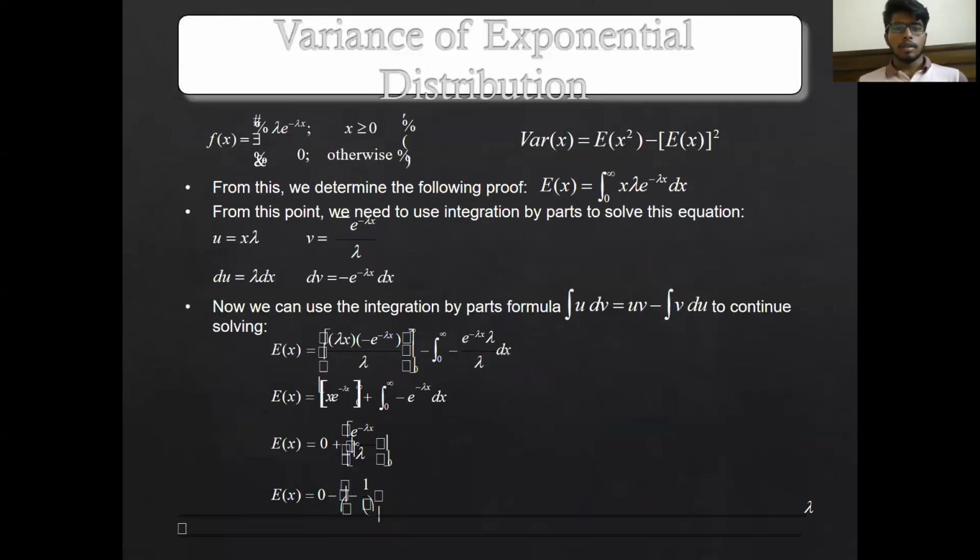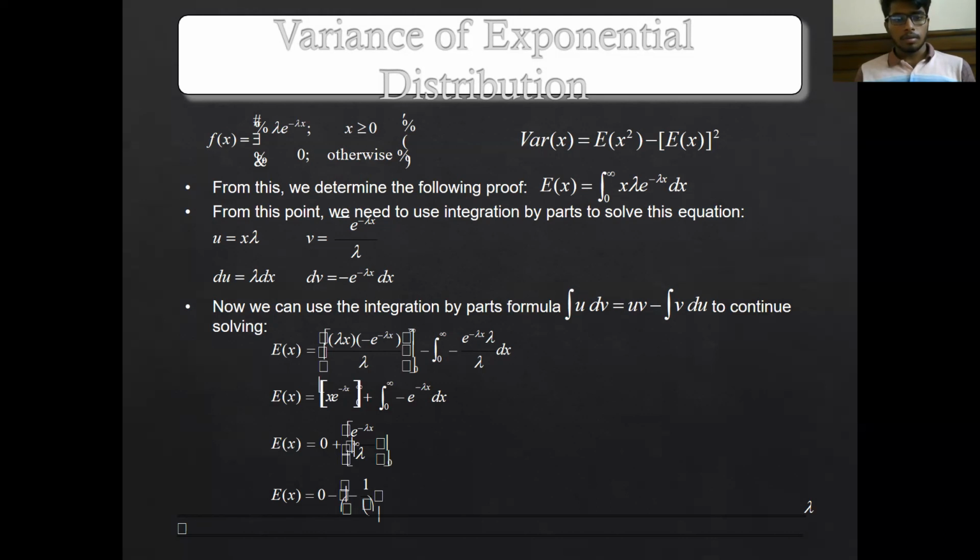Variance of the exponential distribution. The density is f(x) equals lambda e to the power minus lambda x for x from 0 to infinity. This is the variance formula: Var(X) equals E[X squared] minus (E[X]) squared. From this, we can determine the following: E[X] equals the integral from 0 to infinity of x lambda e to the power minus lambda x dx.